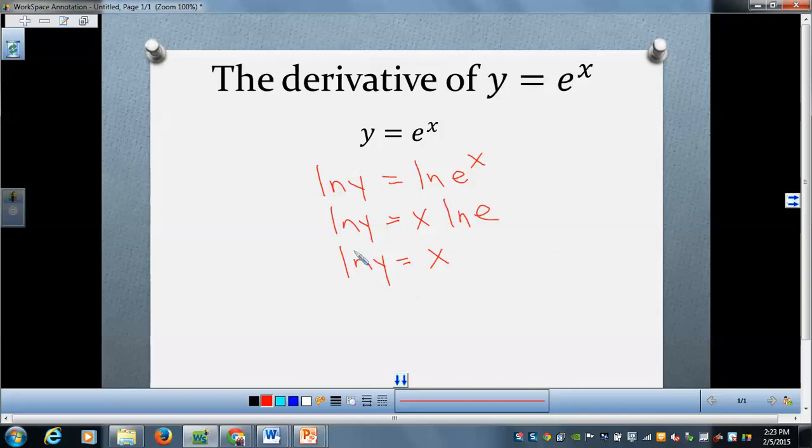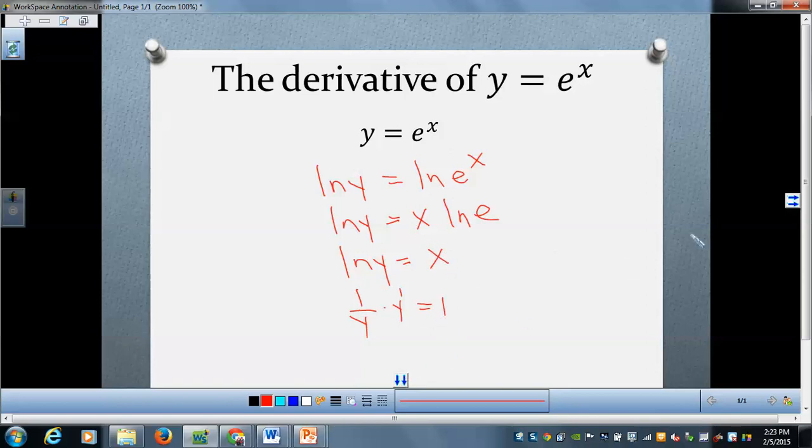Now I'm going to actually take the derivative. The derivative of the left side: we talked about this, the derivative of natural log of u is 1 over u times du dx. So in this case, that's going to be 1 over y, and the derivative of y would be y prime. The derivative of the right side, the derivative of x, is just 1.